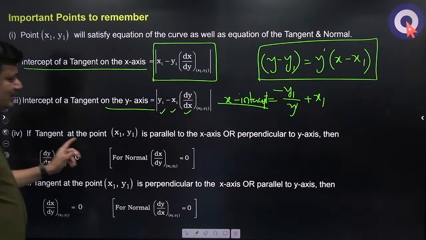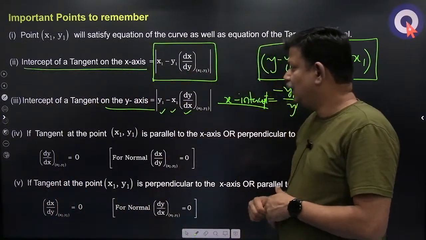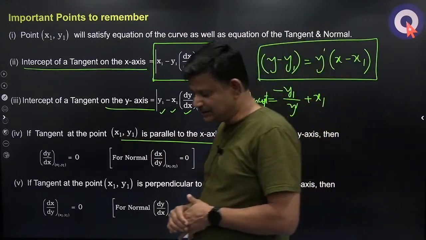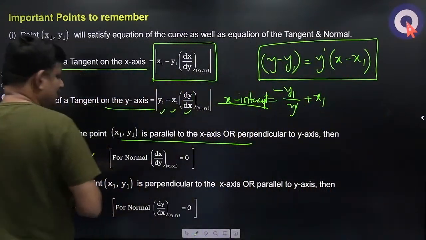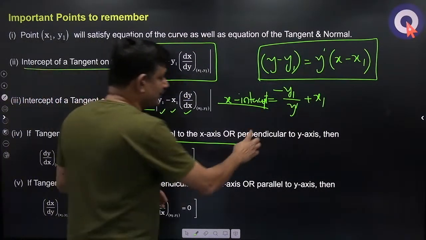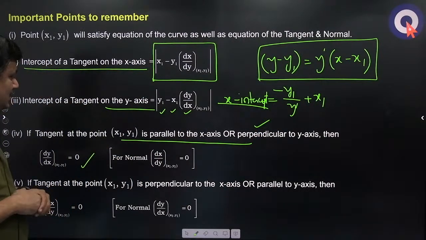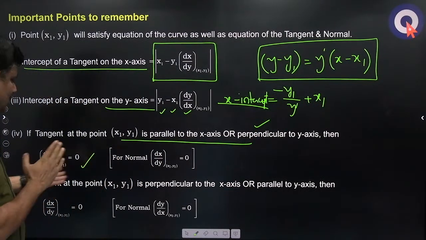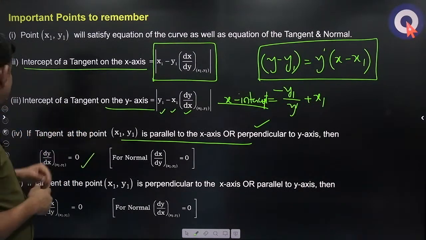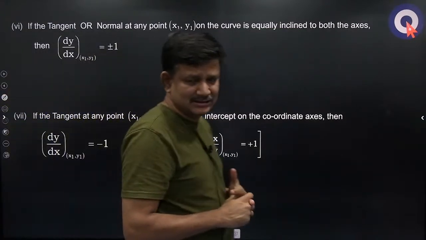Similarly, for the tangent at any point to be parallel to the x-axis, what should happen? dy by dx should be 0. And for it to be perpendicular to the x-axis, dx by dy should be 0. A similar thing you can also find for the normal, whether it is parallel to the x-axis or perpendicular to the x-axis. Questions will be asked on this.